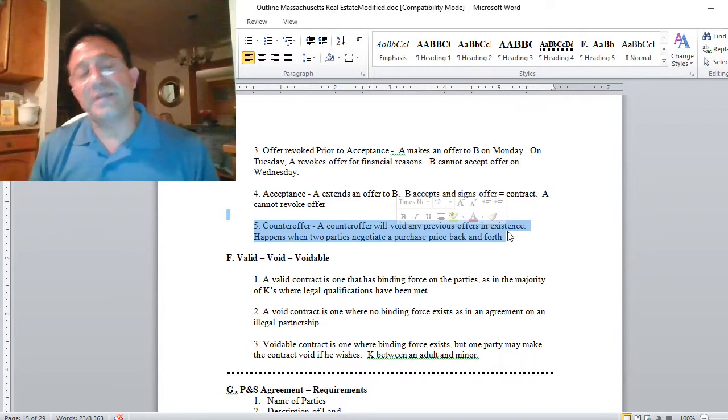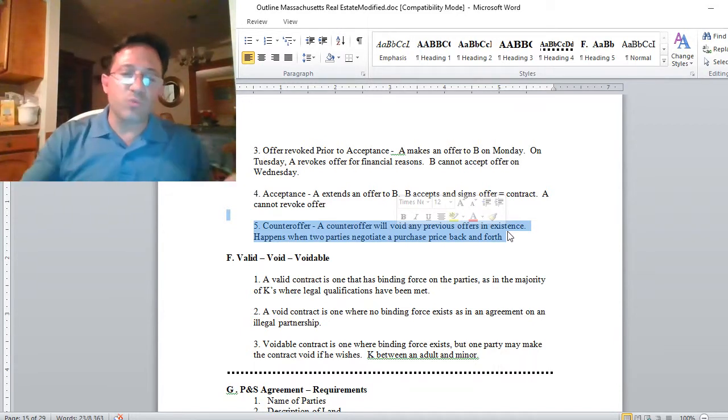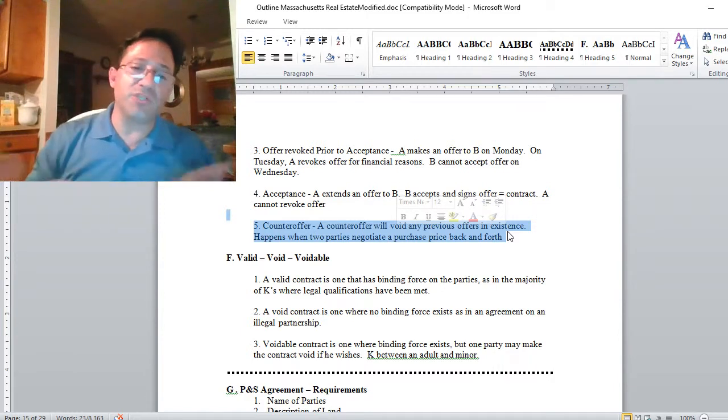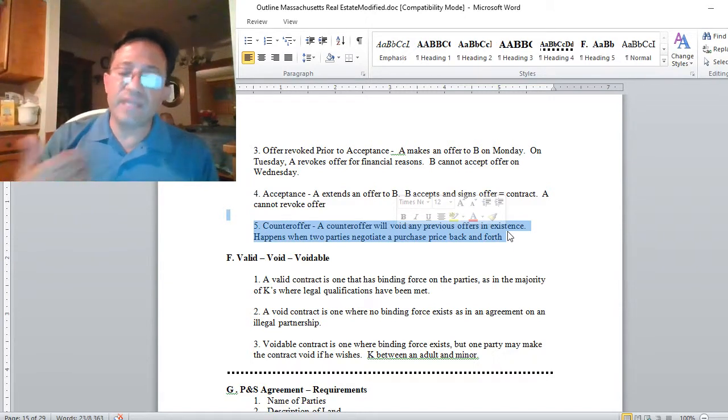You're now the offeree. So in this scenario, our roles change back and forth as we bargain, as we negotiate. And so that's a counteroffer situation. And each time there's a counteroffer tendered by one party, the prior offer is killed. So that's the way an offer can be killed as well.